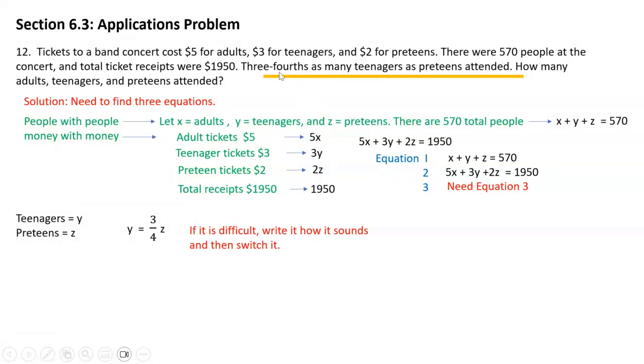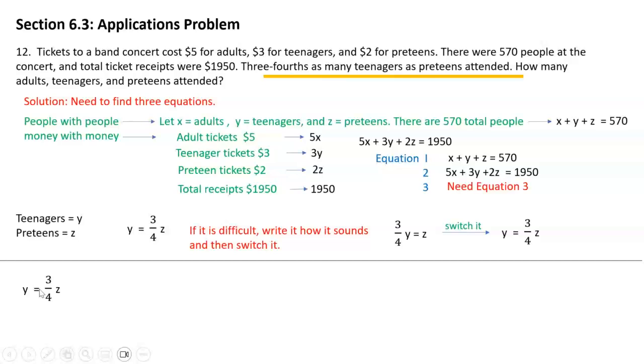So write it how it sounds. Doesn't it sound like 3/4 teenagers, or 3/4 y equals z? And then you flip it or switch it. You switch the 3/4 to the z. Okay? And I've been doing it like this in my classes, and the students say that it kind of makes sense. That you write it how it sounds and then you switch it.